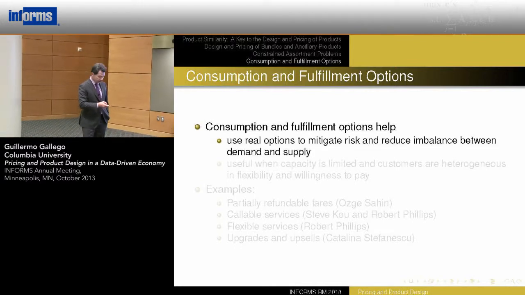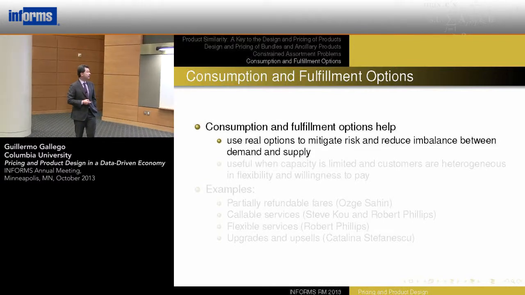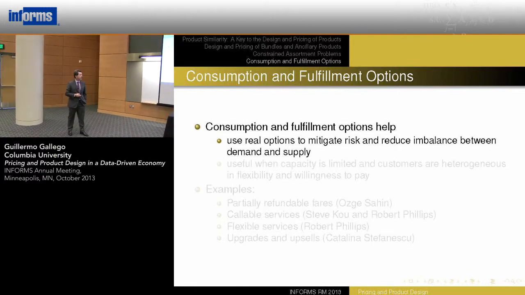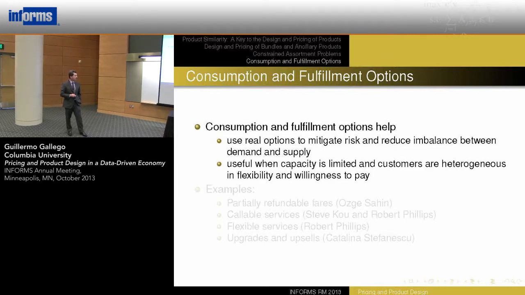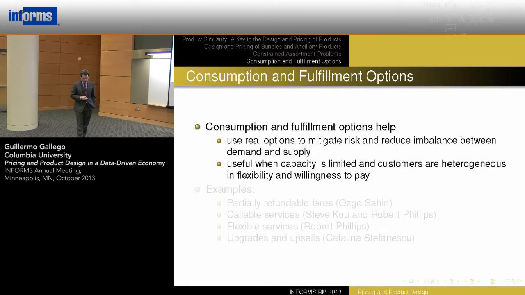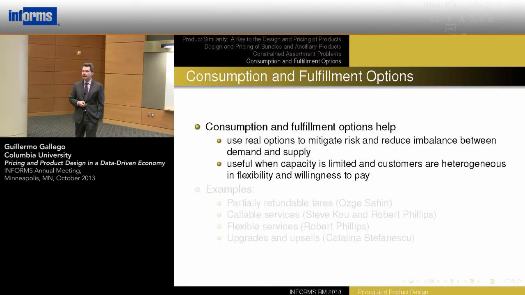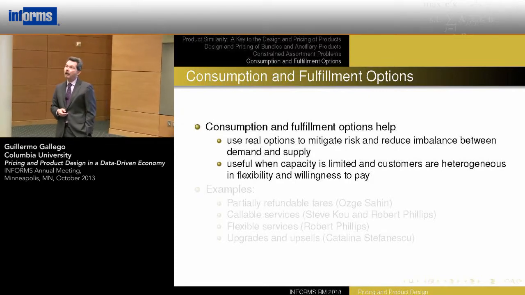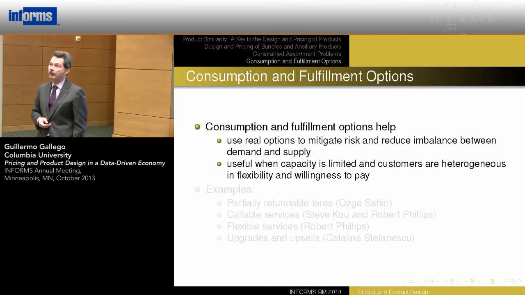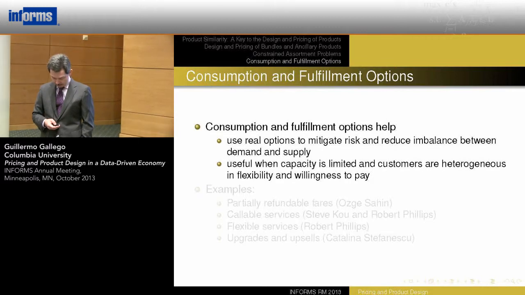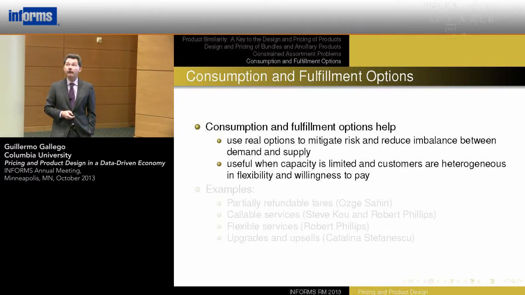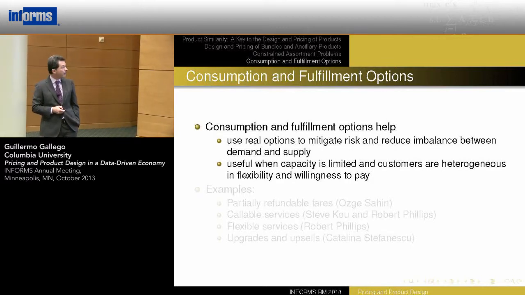And so the idea is to use real options to mitigate risk and to reduce the imbalance between demand and supply. And it's useful when capacity is limited and customers are heterogeneous in their flexibility and their willingness to pay. And these real options have applications both in the context of revenue management and the context of supply chain management. And some of the papers that we've written about this are the following.